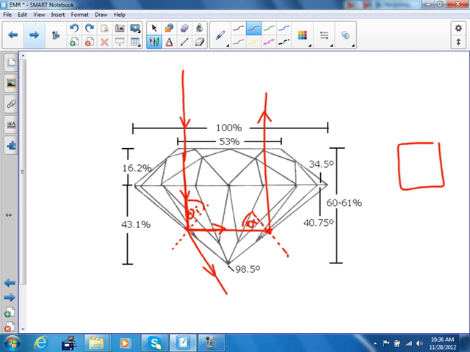Because diamond has a higher index of refraction than other materials. Because it has such a high index of refraction, the critical angle for diamonds is quite a bit lower than it is for other materials. If the critical angle is lower, it makes it easier to exceed the critical angle, right?